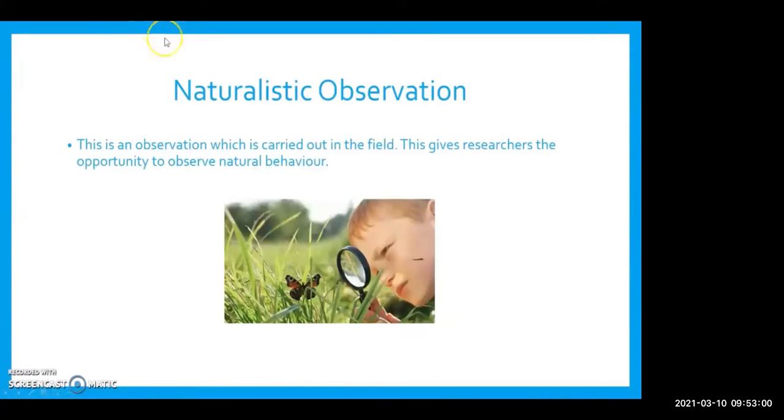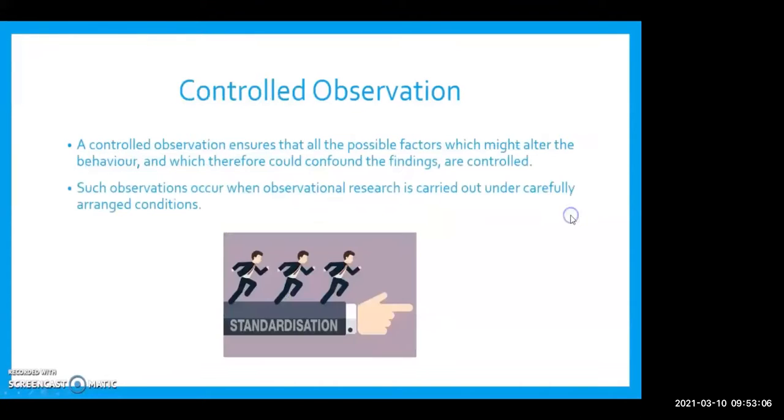Naturalistic observation. This is an observation which is carried out in the field. This gives researchers the opportunity to observe natural behavior. Controlled observations. A controlled observation ensures that all the possible factors which might alter the behavior and which could therefore confound the findings are controlled. Such observations occur when observational research is carried out under carefully arranged conditions.